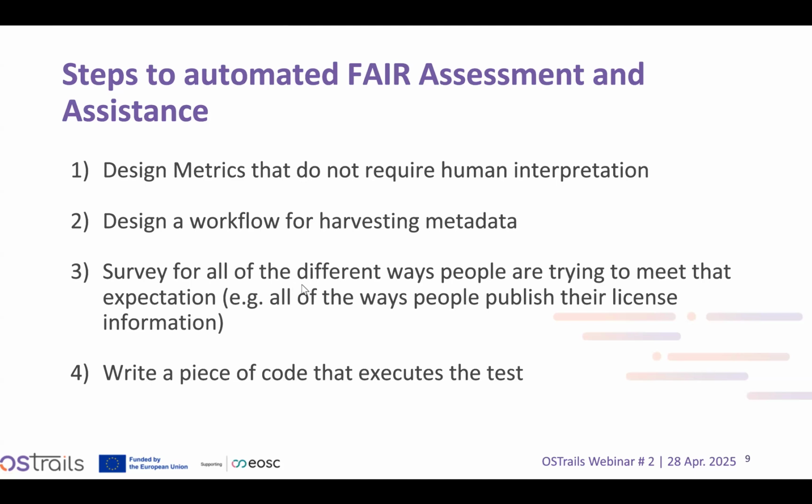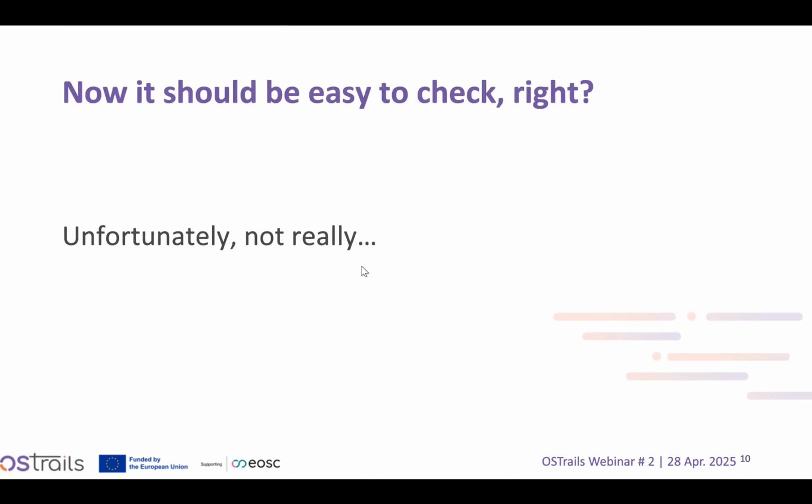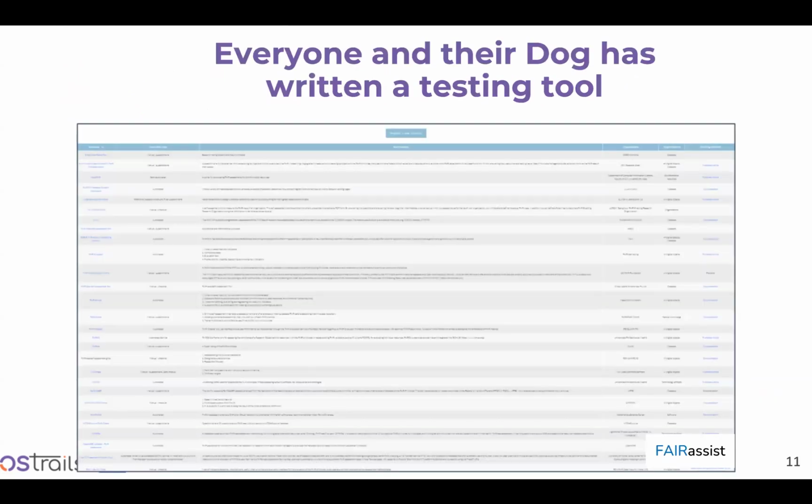So all of the ways that people publish, for example, their license information. I did a very broad spectrum of different kinds of publications to see what was in practice in the world, and then wrote a piece of code that executes that particular test, for example, for a license. So now it should be easy to check, right? Unfortunately, not really. And I wanted to spend the next little while explaining why even that doesn't work.